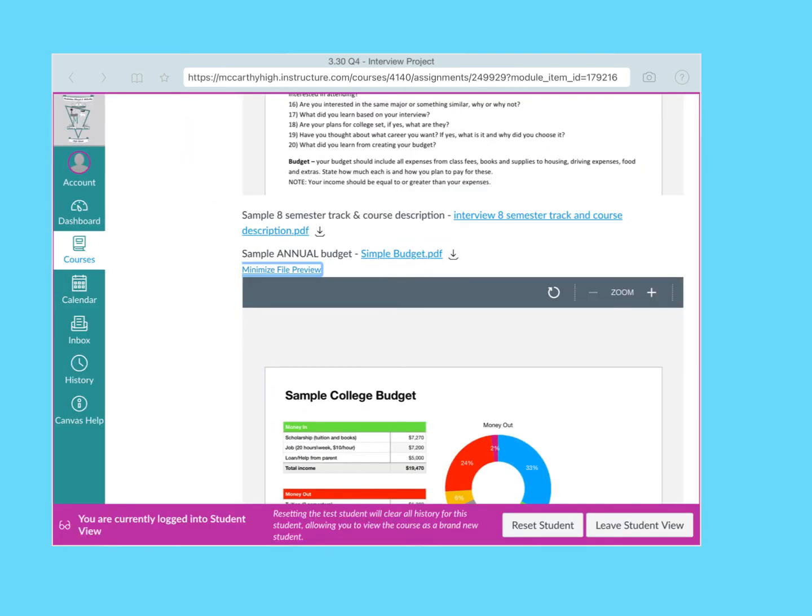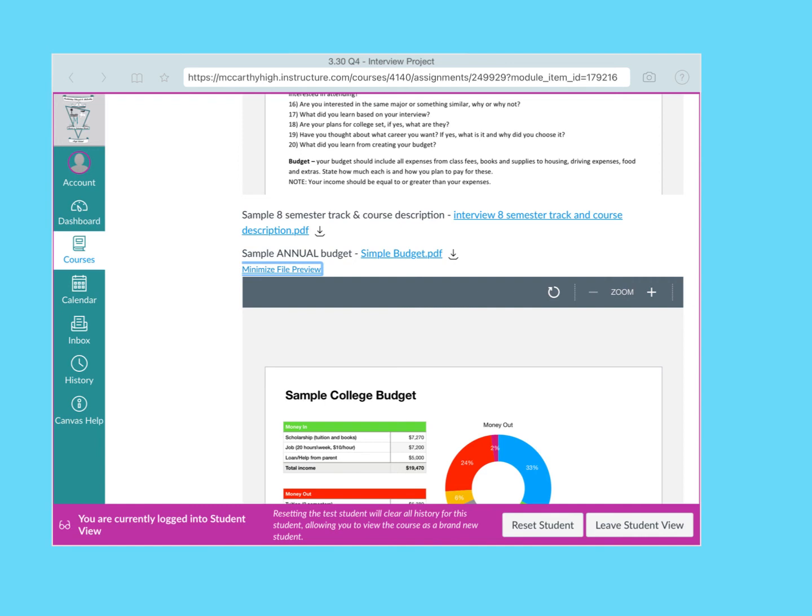Questions on budget? If you are going to a local university and you're living at home, then your housing would be 0. That's fine, unless your parents are making you pay. You want to go home and actually have a conversation with your parents about what it looks like for you in college.